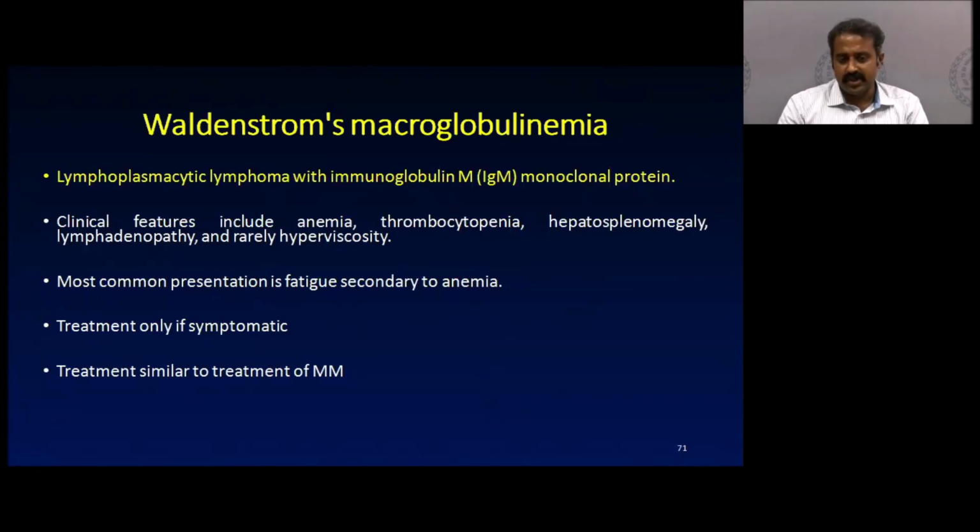The reason for hyperviscosity is the fact that IgM is a pentameric structure. It's the largest immunoglobulin molecule that's available. So when you have raised IgM levels, you can have hyperviscosity, and symptoms of hyperviscosity.